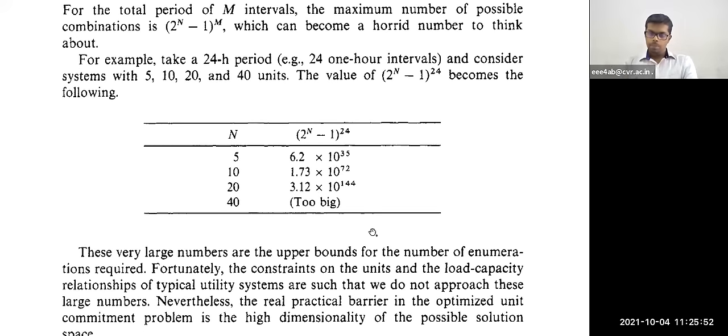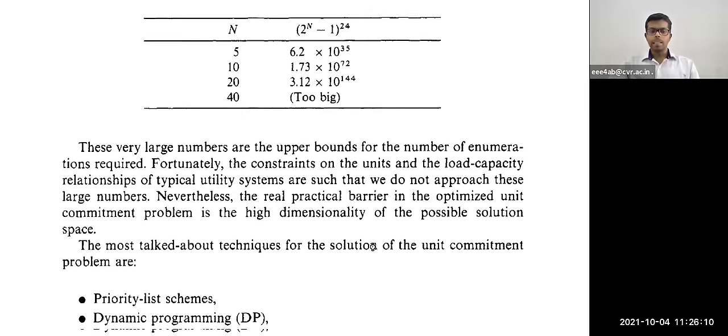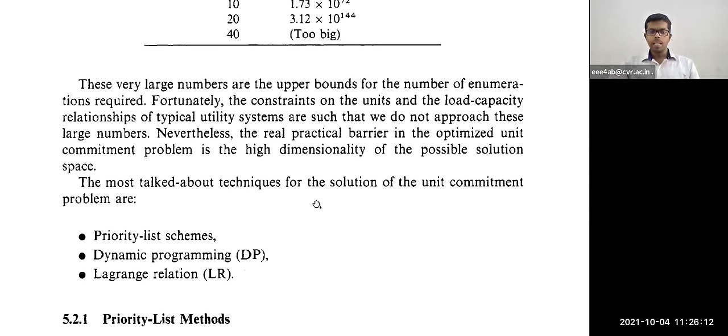So for solving this kind of problem, we go for certain assumptions, and we solve the problem. There are 3 methods: the priority list method, the dynamic programming method, and the Lagrange's relaxation method for solving the unit commitment problem. One such easy technique is the priority list method. In the priority list method also, we go for certain assumptions and solve the problem.